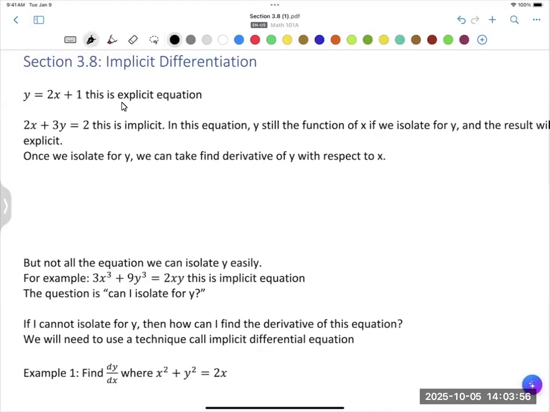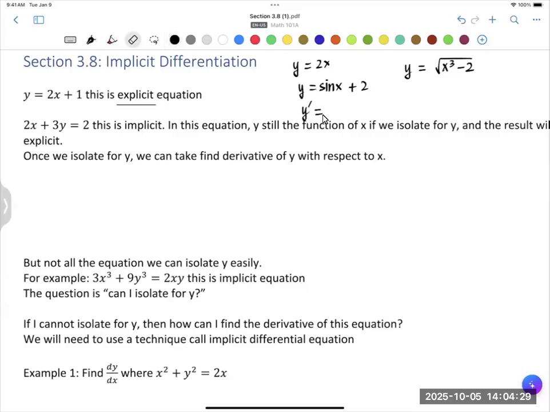So any equation like y equals 2x, y equals sine x plus 2, or y equals square root of x cubed minus 2, you notice that in all of these equations, y is isolated. So the y stands by itself, and we call the equation explicit. If we want to find y prime, all we have to do is take the derivative of the right side, because all of this will become y prime.